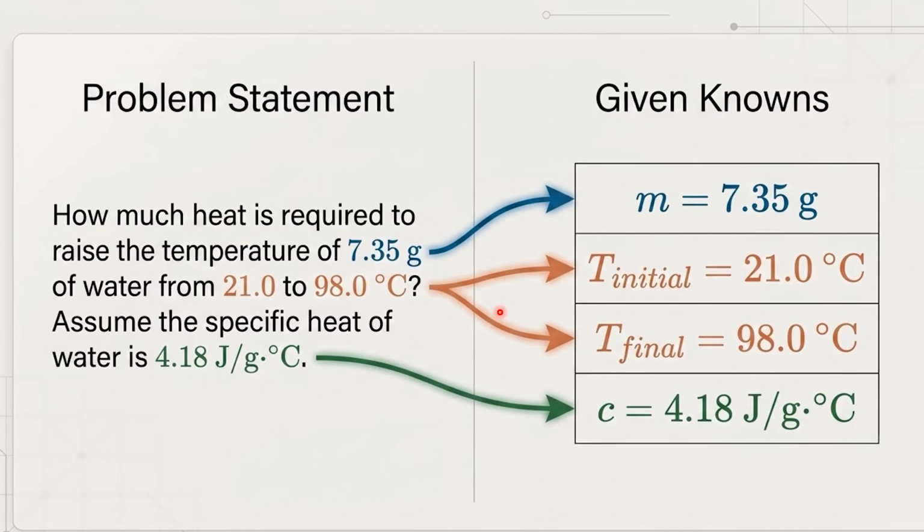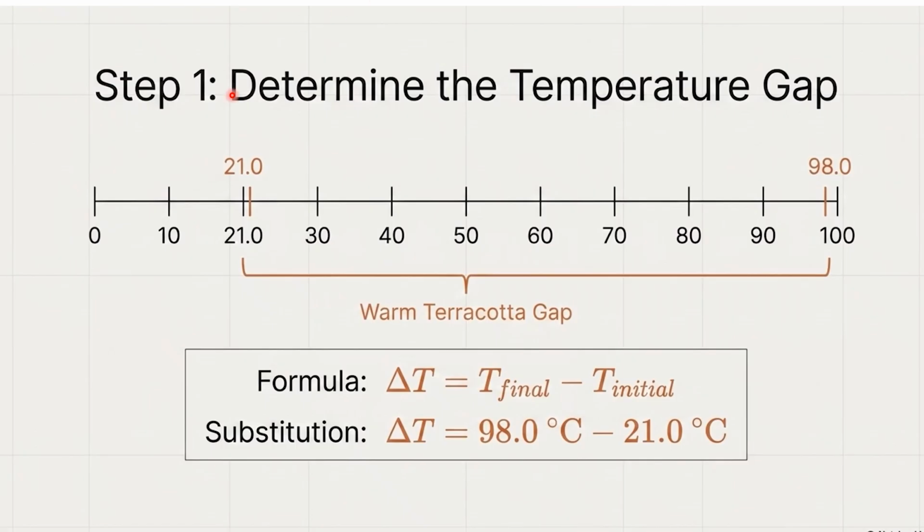All right, let's start mapping out our given knowns so we have everything organized before we build our equation. Our mass, M, is 7.35 grams. Our initial starting temperature is 21.0 degrees, our final target temperature is 98.0 degrees, and that specific heat constant for water is 4.18 joules per gram degrees Celsius. Laying it out like this is absolutely crucial to prevent any mix-ups later on. First things first, we need to calculate our delta T. That's the exact temperature gap our water needs to climb.